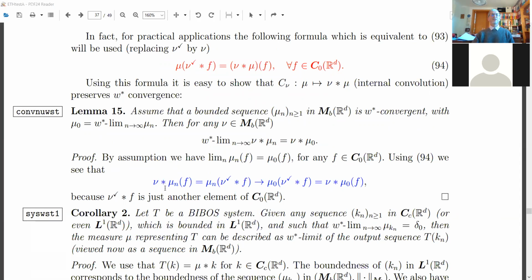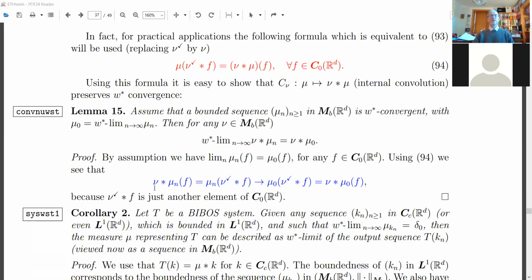So if you're saying, well, I'm interested, and so it's really the red formula above, number 94, which is used, and you can forget about this adjointness business if you are not familiar with it or if you don't like it until now. You will see it's useful also in the future. So we're saying, assume you have a weak star convergent sequence mu n to mu 0, and now you convolve everything with another bounded measure called nu.